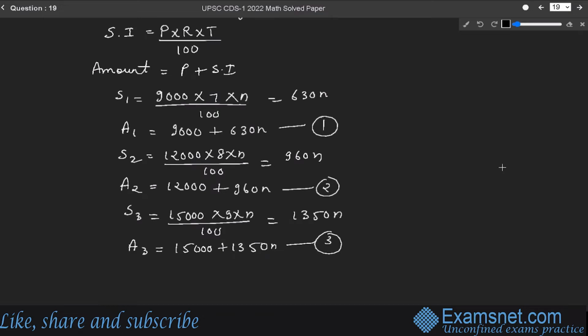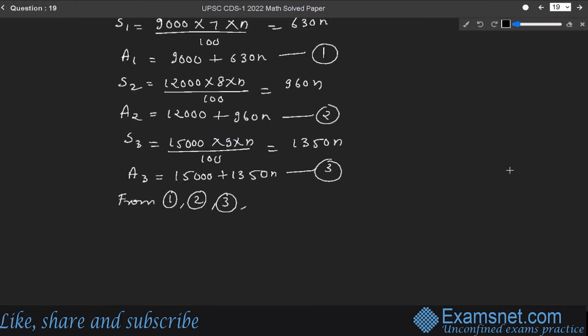Now from equation first, second and third, we can write 9,000 plus 630n plus 12,000 plus 960n plus 15,000 plus 1350n is equal to 50,700, because we know that the amount to be paid is 50,700.